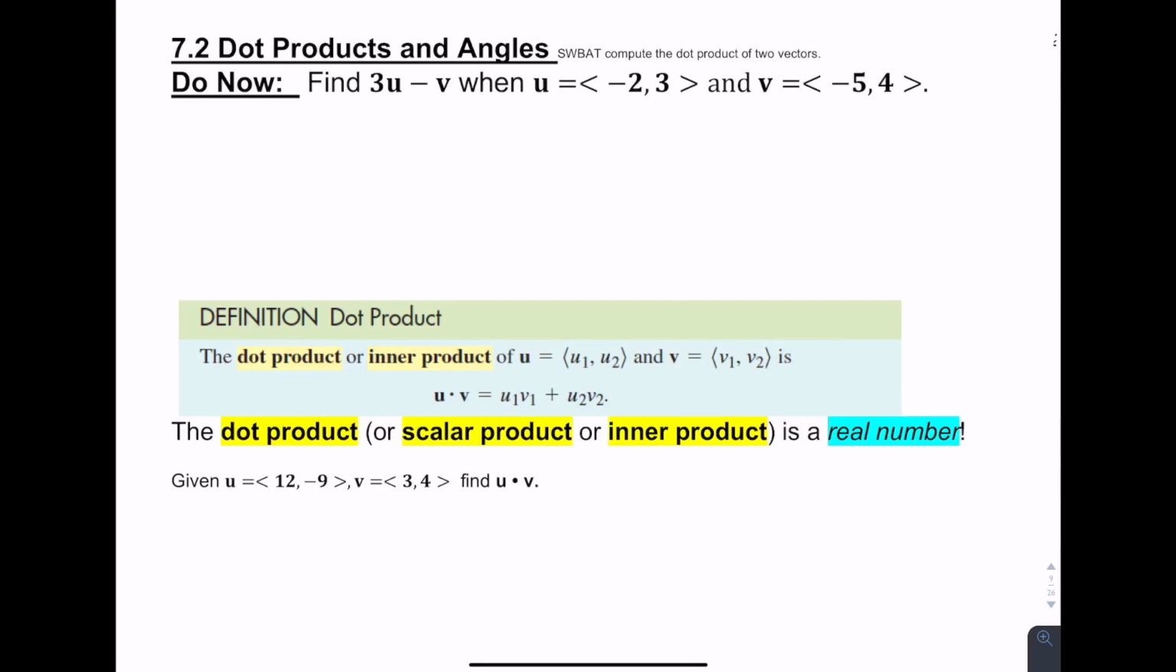All right, ladies and gentlemen, today we're going to be learning about dot products and angles. So a quick little do now: find 3u minus v when u is this vector and v is this vector.